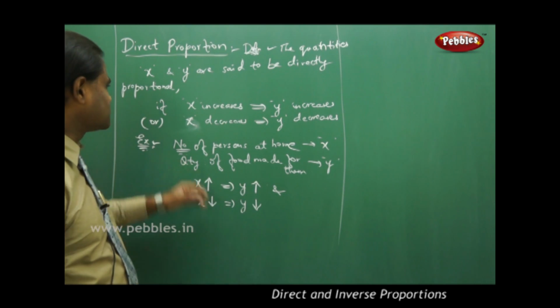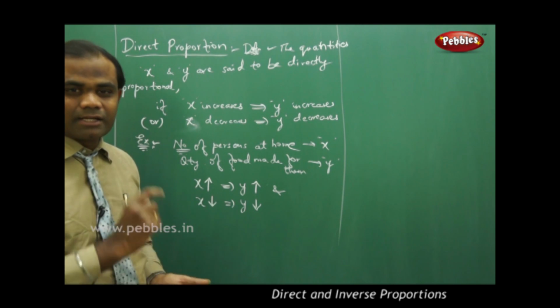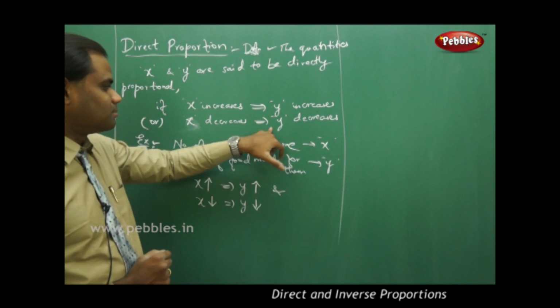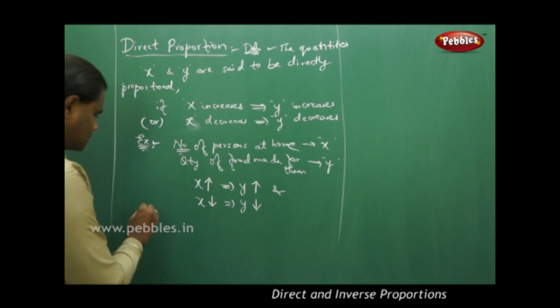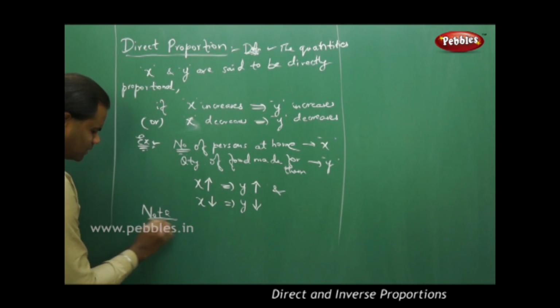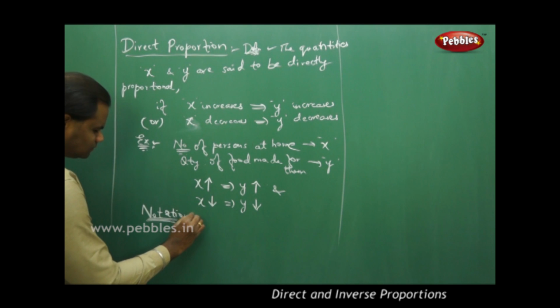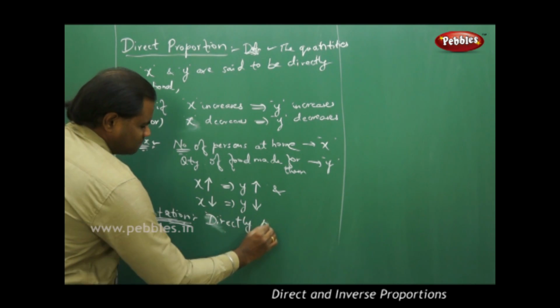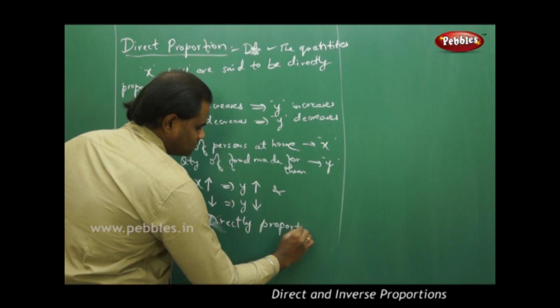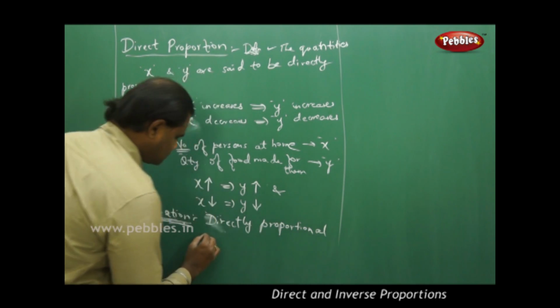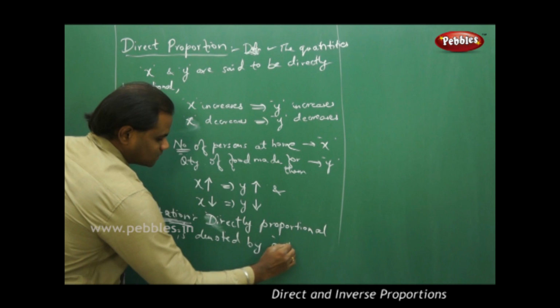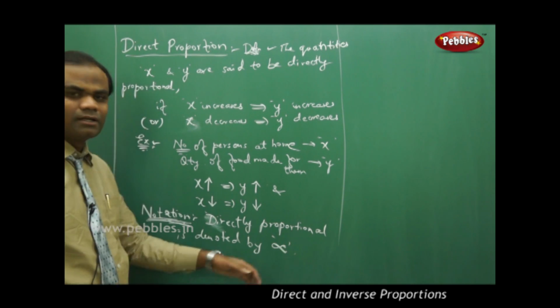So mathematically, the definition says that the quantities x and y are said to be directly proportional if x increases implies y increases, and if x decreases implies y decreases. And the symbol I use for directly proportional is the notation, directly proportional is denoted by this. So this is how I denote the directly proportional.